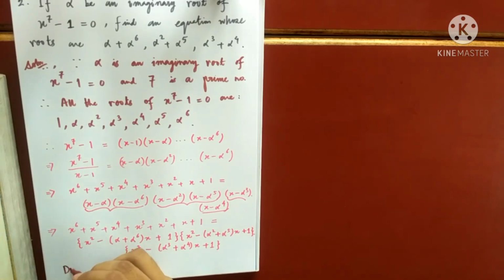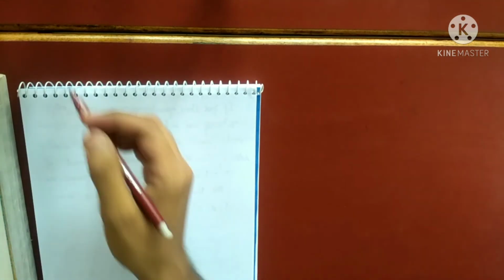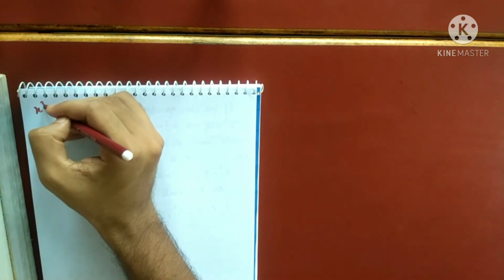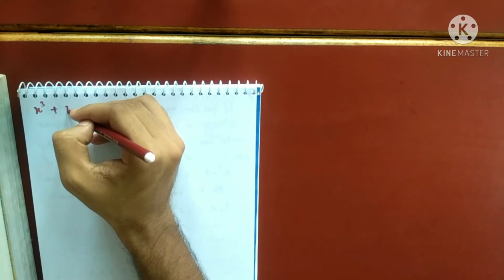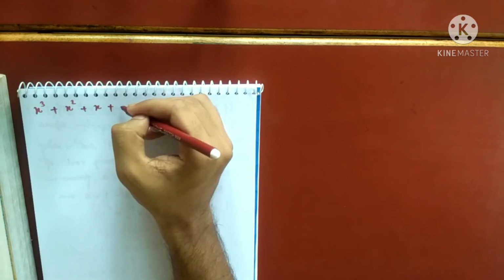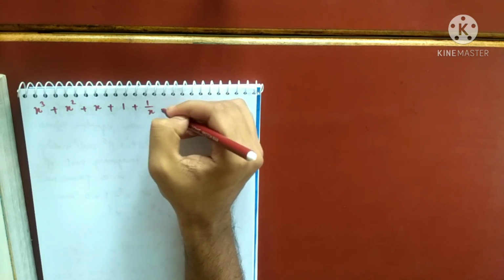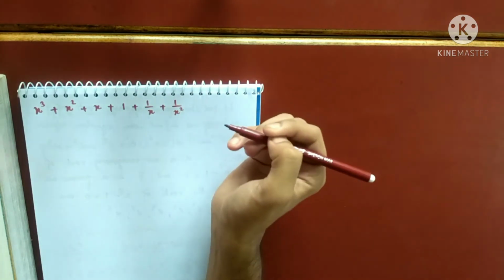So dividing by x cube we get... So what we'll get if I divide by x cube? Let's see. We'll divide the left hand side also by x cube. Try to recall what was the left hand side: x to the power 6. If I divide by x cube, it will become x cube. X to the power 5 by x cube is this. X to the power 4 by x cube is this. X to the power 3 by x to the power 3 is 1. Then 1 by x plus 1 by x square.